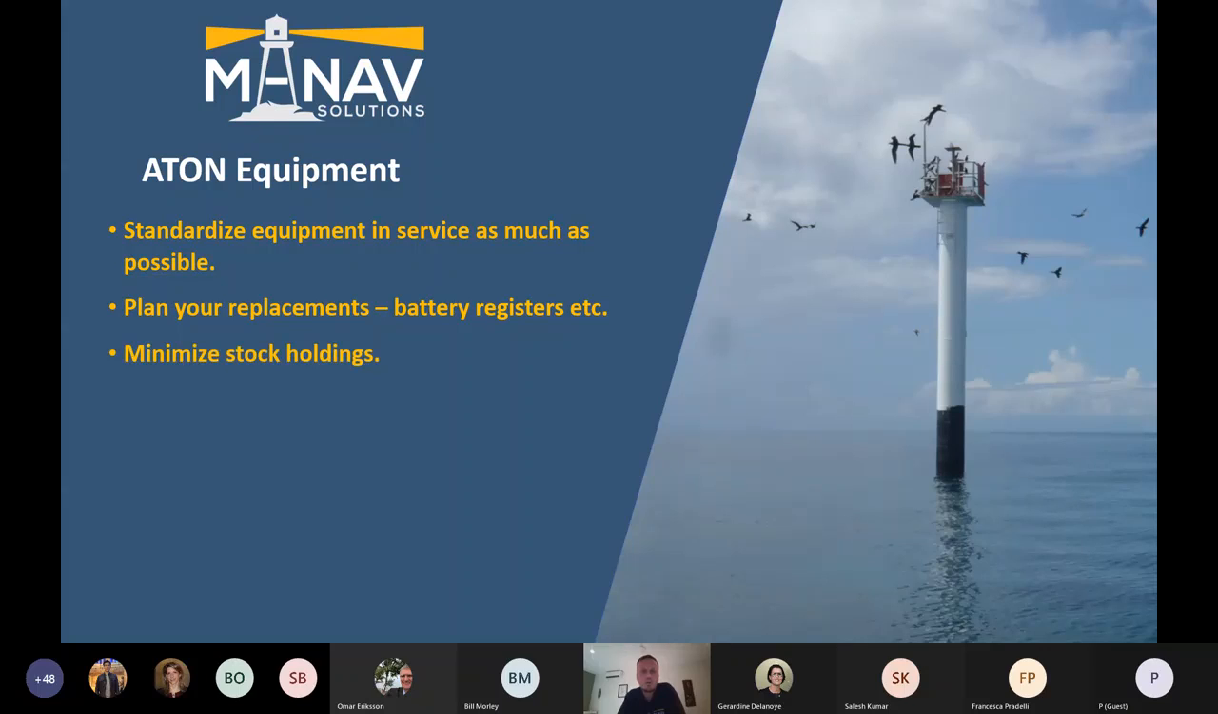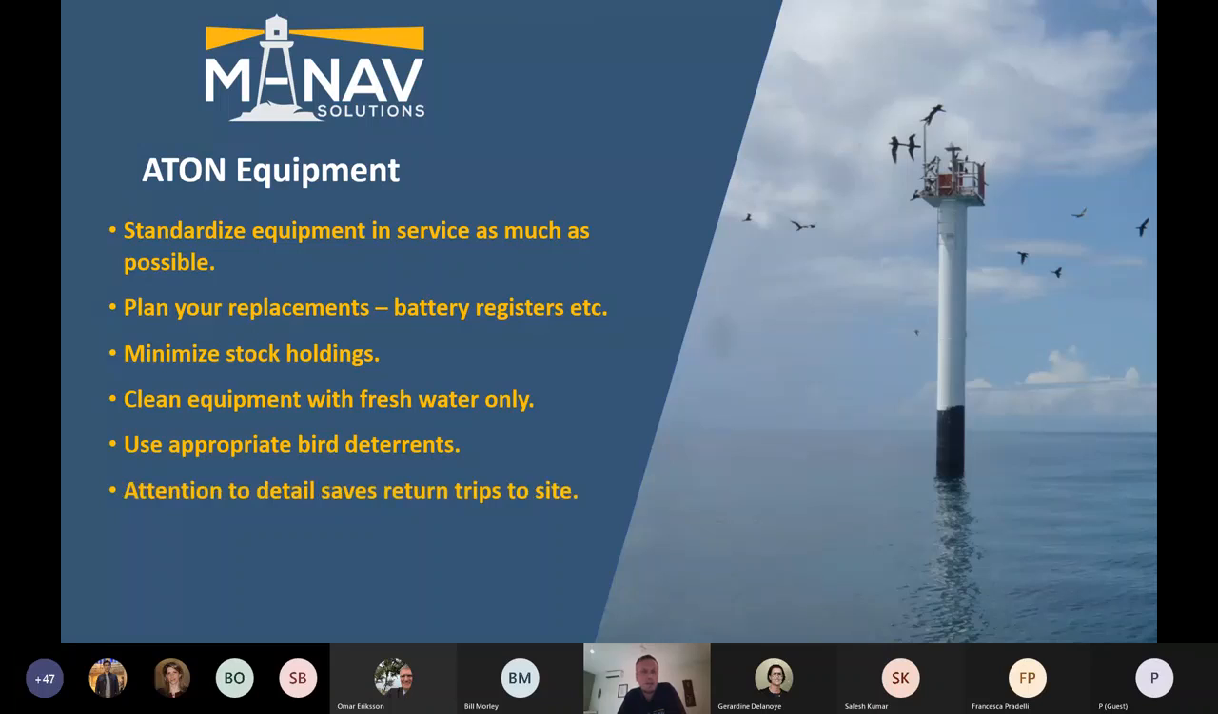Minimise your stock holdings. If you do the above, you really can keep your stock levels quite low. This might seem quite common sense, but I've seen it a lot in the Pacific, especially with water-based structures. It's easy to pull a bucket of salt water up to clean a structure down. Obviously that leads to corrosion, so you should always use fresh water. Use appropriate bird deterrents, and attention to detail saves return trips to site.